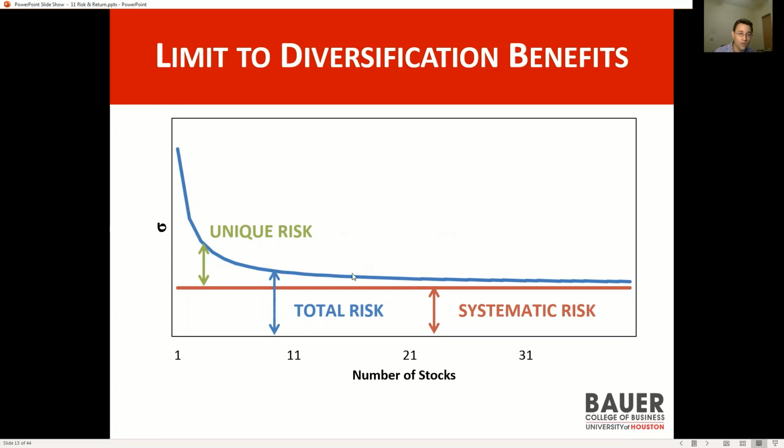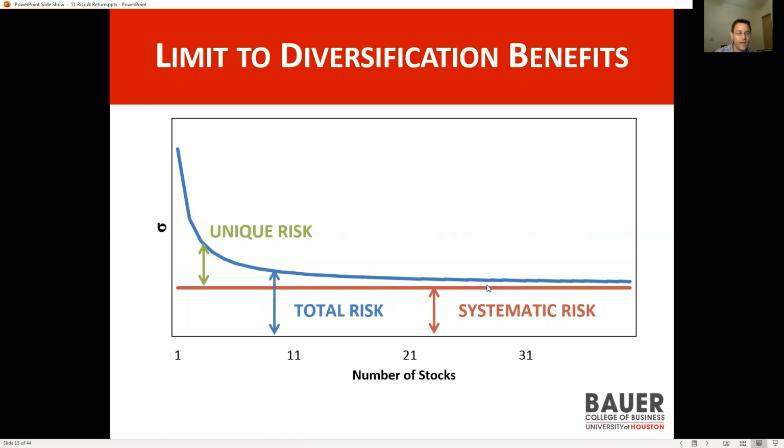The reason is all of those coin flips start to cancel out. All those idiosyncratic things, all those wiggles start to cancel each other out. The total risk, this blue line, then converges to the systematic risk. The systematic risk is what affects everybody. It's tied to the overall economy, so you can't get rid of it. The blue line is going to converge to that.